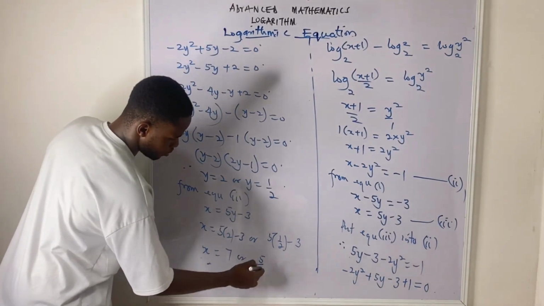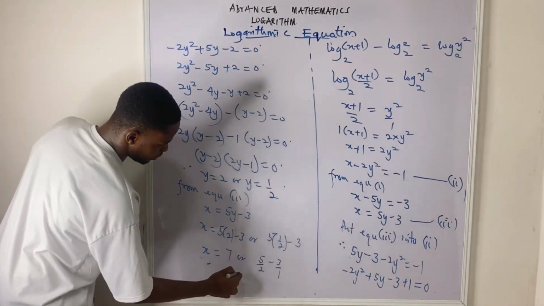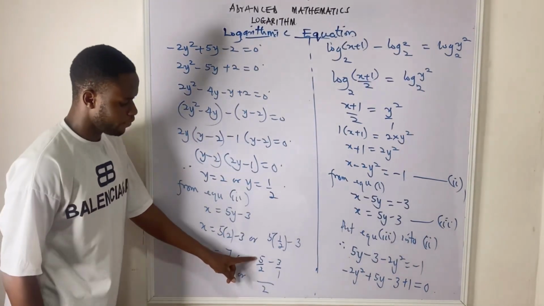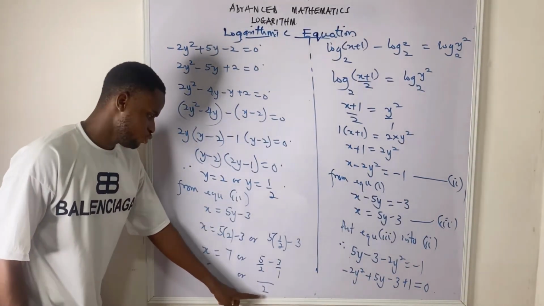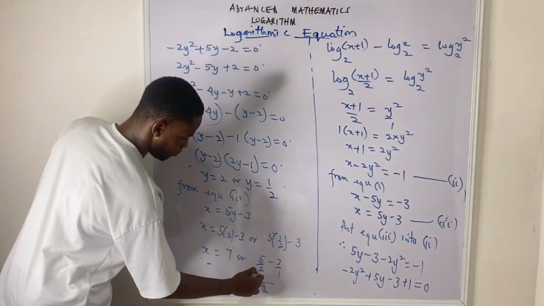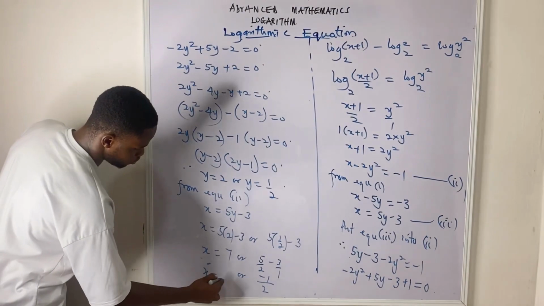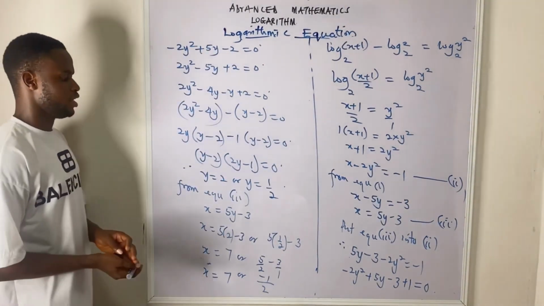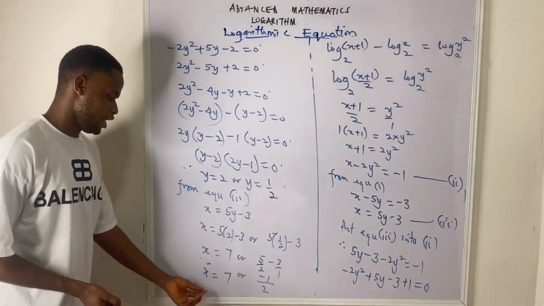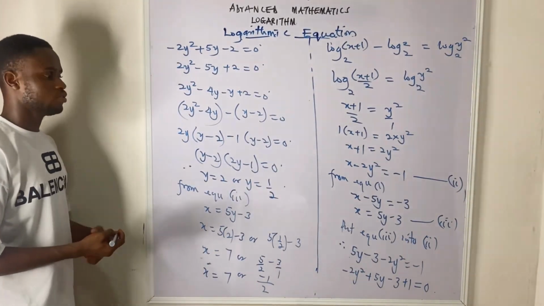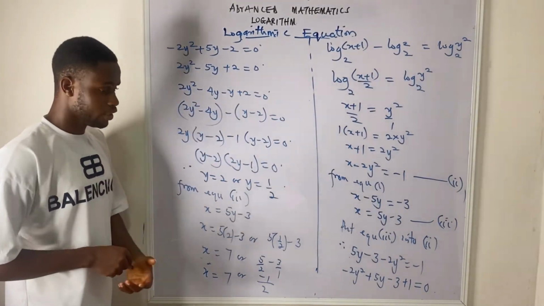Or here now, you can see this one will become 5 over 2 minus 3 over 1. And the LCM there is 2. So 2 into 2 is 1, 1 times 5 is 5, 1 into 2, 2 times 3 is 6. That will be 5 minus 6, which should be what? Minus 1. So x is equal to 7 or minus 1 over 2. As simple as that. So y is 2 or y is 1 over 2, and x is 7 or minus 1 over 2. And that is the solution to the logarithm given.